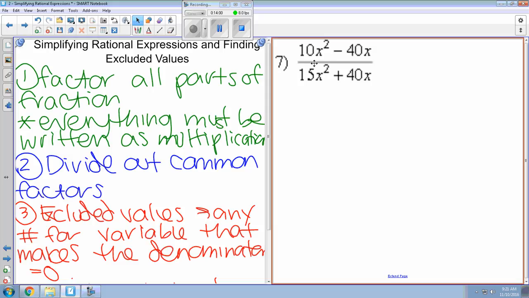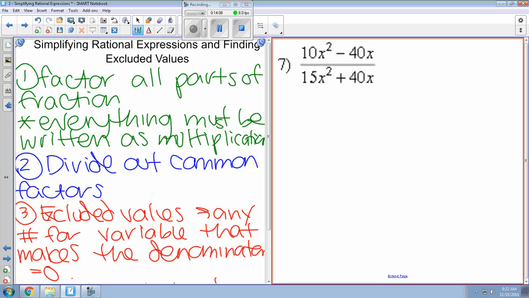Okay, go ahead and write this one down and try it. Again, you might have to suddenly start factoring all of the parts of your fraction. Feel free to pause this video so you have a chance to try it.